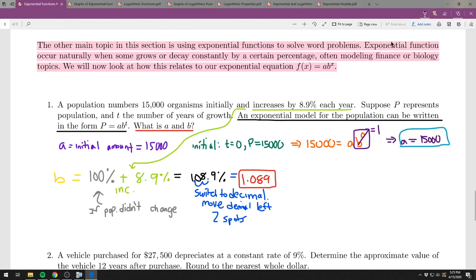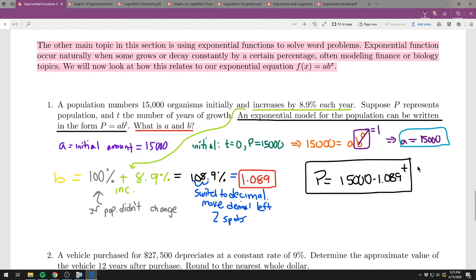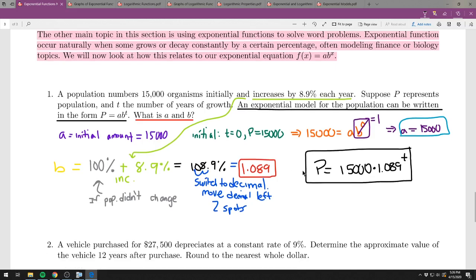Now this one, like the previous 2 problems, only asked for A and B. It didn't ask you to actually write the equation, but I think for the sake of just practicing, we should do that. P equals A, 15,000, times B, 1.089 to the T power. But once again, you do not multiply these numbers together. They do not interact. 1.089 is raised to the T power. 15,000 is raised to the invisible 1 power.